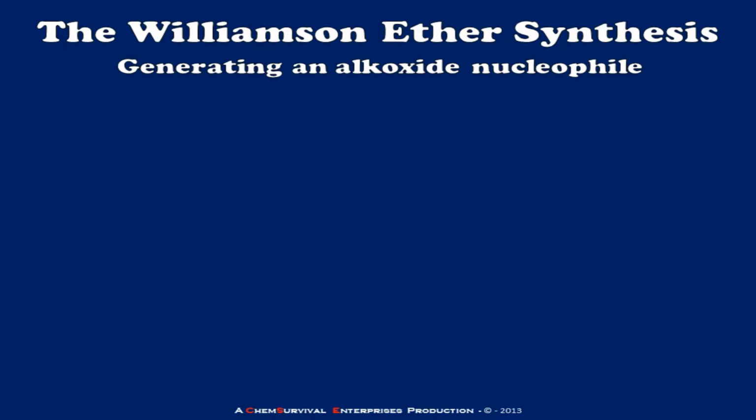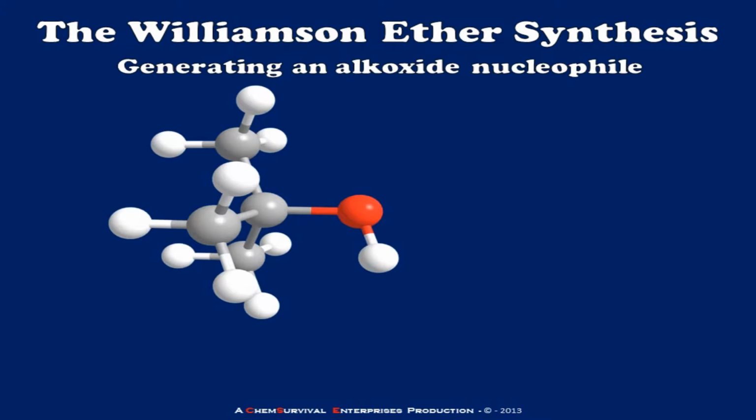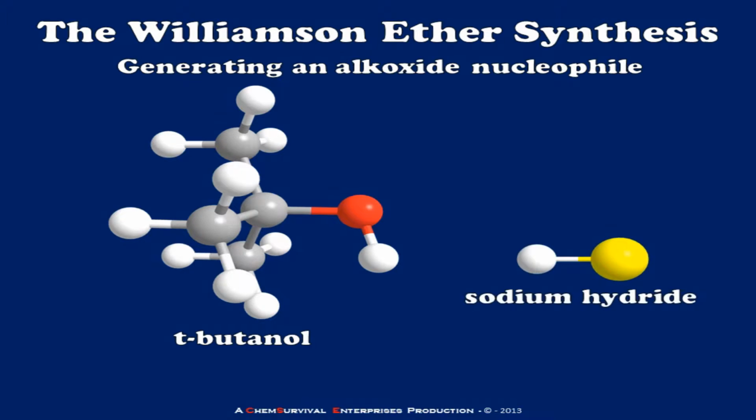Of course, the first step in a Williamson ether synthesis is to generate your nucleophile from your neutral alcohol. We don't tend to store alkoxide reagents on the shelf because they don't last very long. They're pretty reactive and they tend to degrade over time. So let's say that we want to start with something like t-butanol to make a t-butoxide nucleophile. Well, we need something that's pretty basic because remember that alcohol is a pretty weak acid, a pKa of about 16. So I'm going to use a very common reagent that's used for this purpose, and that is sodium hydride.